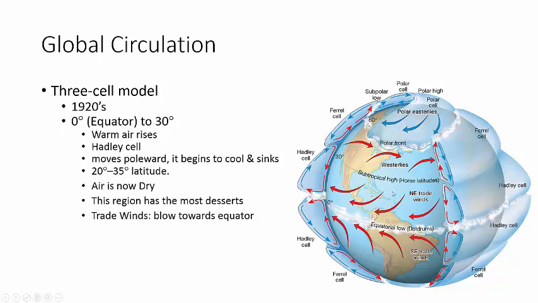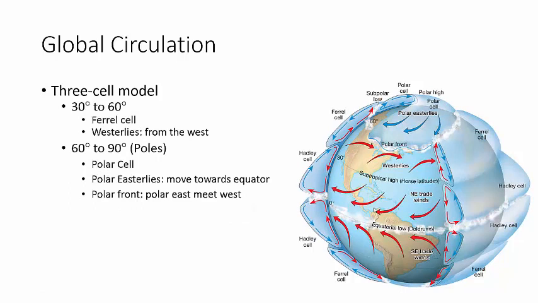This region here actually has the most deserts. Alright, so because it's the three-cell model, you're like, well, where are the other two cells? Next is the Ferrel cell. This is where the westerlies are from. It kind of goes from warm to cool, but instead of 0 to 30, you're going from about 30 to 60-ish. And you've got the westerlies here.